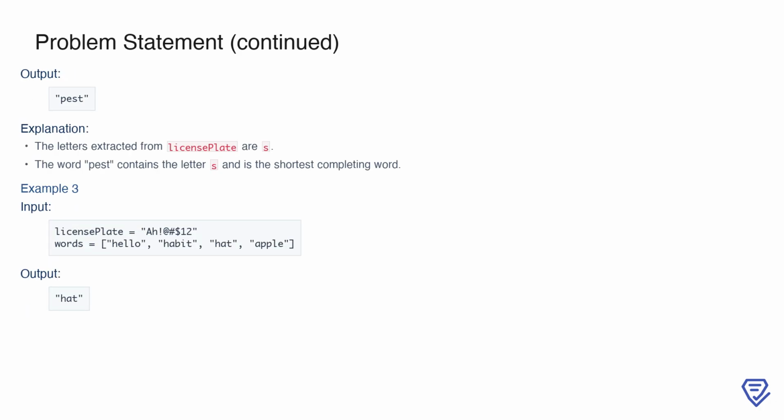Now, consider the second example. Here, the license plate is 1s3 and the array of words is looks, pest, stew, show. Extracting letters from license plate gives us just the letter S. Among the words in the array, pest is the shortest word that contains the letter S. None of the other words are shorter and still meet the requirements. Therefore, the output in this case is pest.